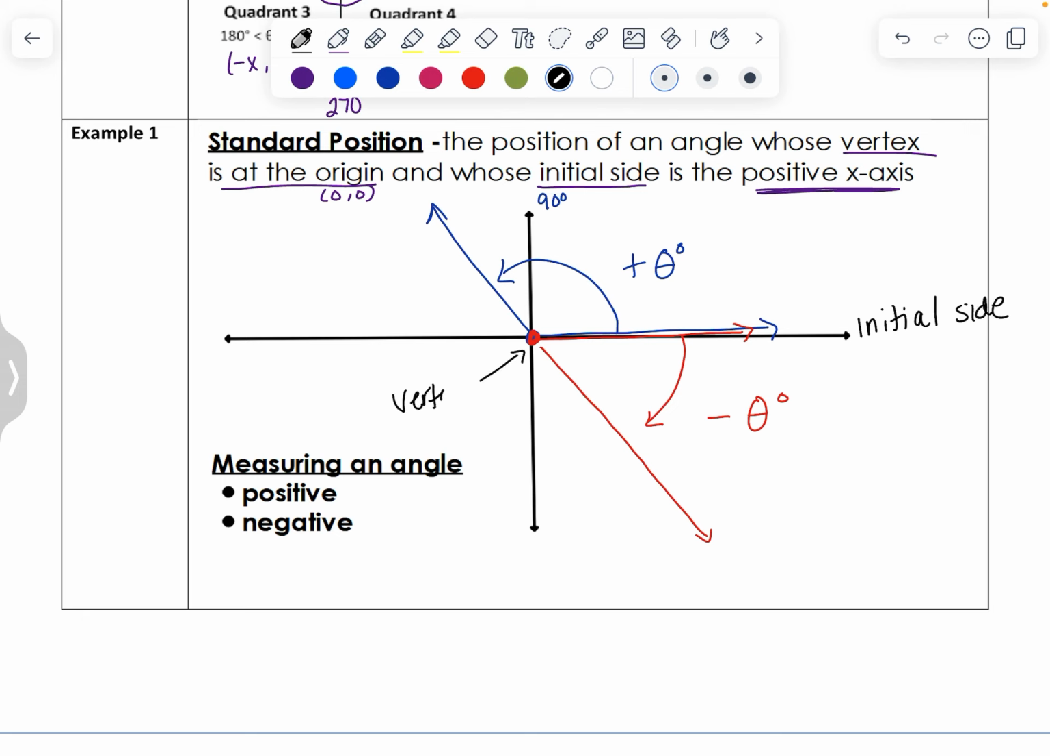This point is called the vertex of the angle, and the side that it ends on is called the terminal side. So you have two rays, if you remember that word from geometry, that form an angle, and one is called the initial side and one is called the terminal side. Whichever direction you draw it measures positive or negative. So this one is counterclockwise and this one is clockwise.